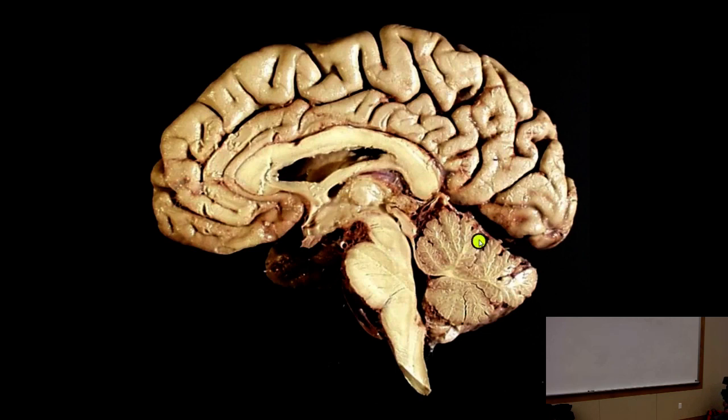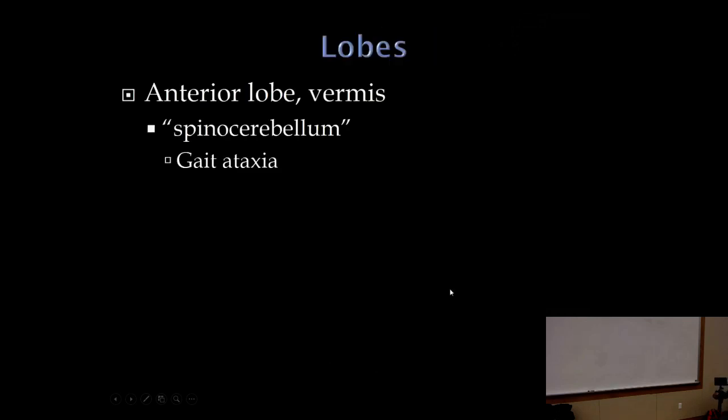So remember, looking at a sagittal section here, we have our anterior lobe of the cerebellum, and much larger, the posterior lobe. The flocculonodular lobe, we need to cut this off and look in this area for it. So the lobes of the cerebellum are the anterior, posterior, and flocculonodular lobe. Much of the anterior lobe is made up of the vermis. And so this is sometimes called the spinocerebellum because a lot of the input from the spinocerebellar pathways goes to the anterior lobe.